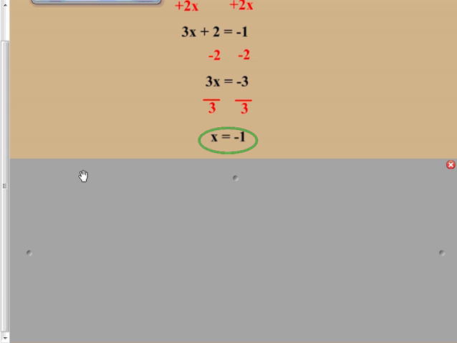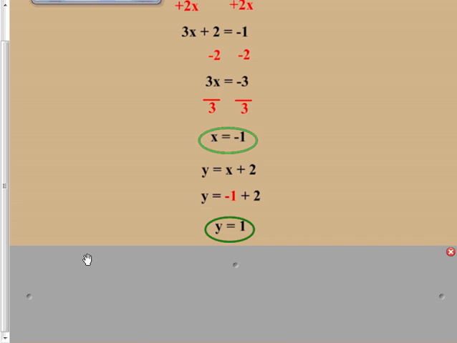Now we're supposed to take this value back to the original system and plug it into the first equation that we started with. So y equals x plus 2. We now think x is negative 1, so we're going to plug that in for x. y equals negative 1 plus 2. That is positive 1. Now we have an ordinate to go with our abscissa, so we have a solution: negative 1, comma, positive 1.